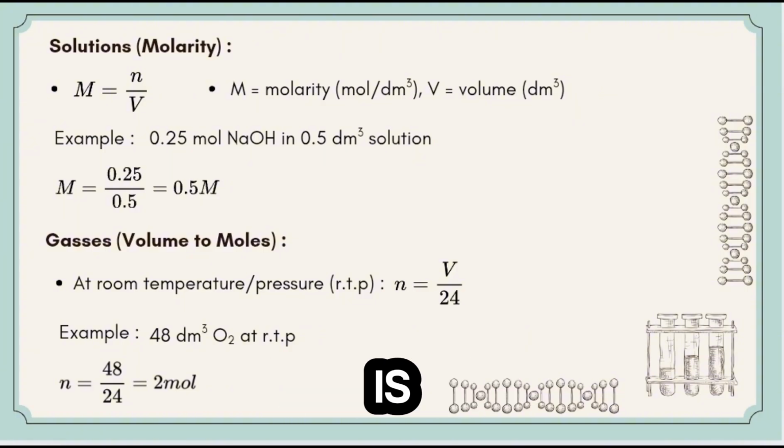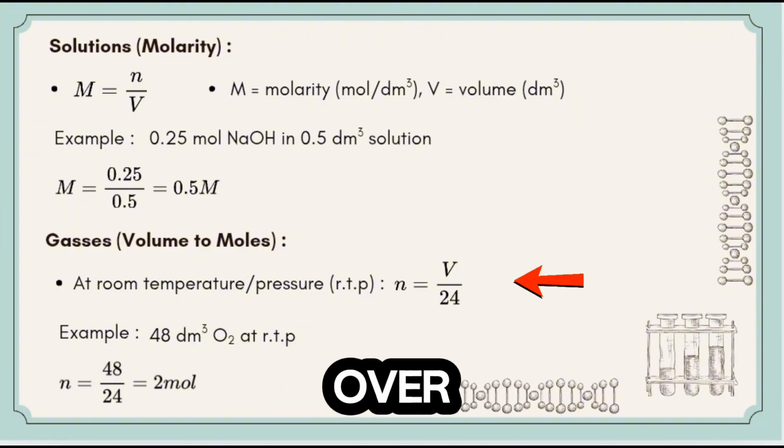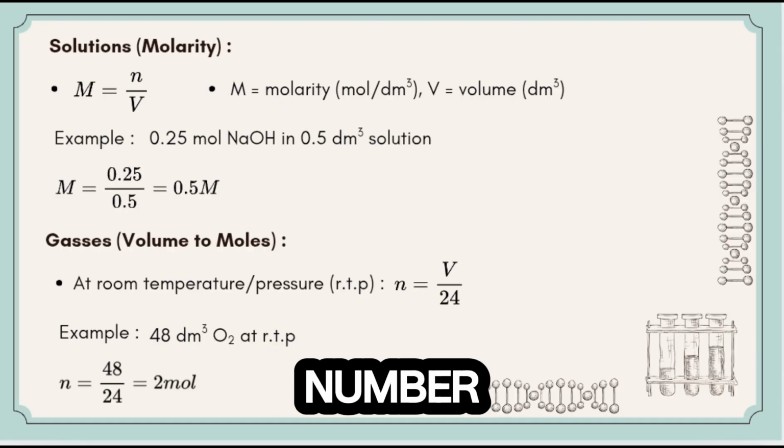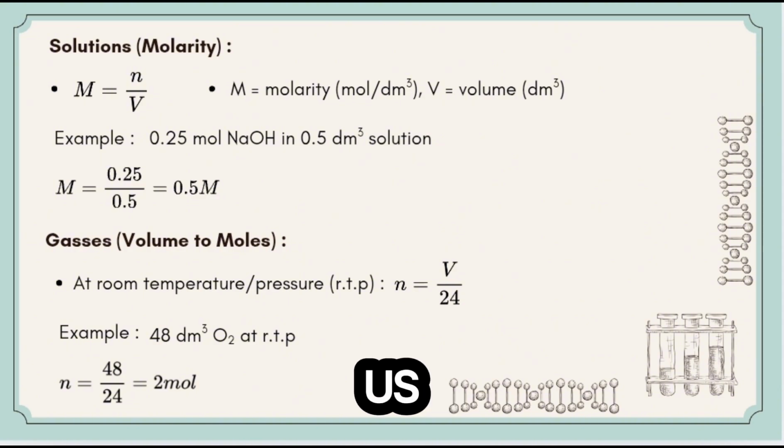While for gases, at room temperature and pressure, 1 mole of gas occupies 24 cubic decimeter. So the formula is n equals V over 24. For instance, if you have 48 cubic decimeter of oxygen gas, number of moles equals 48 over 24, which gives us 2 moles.